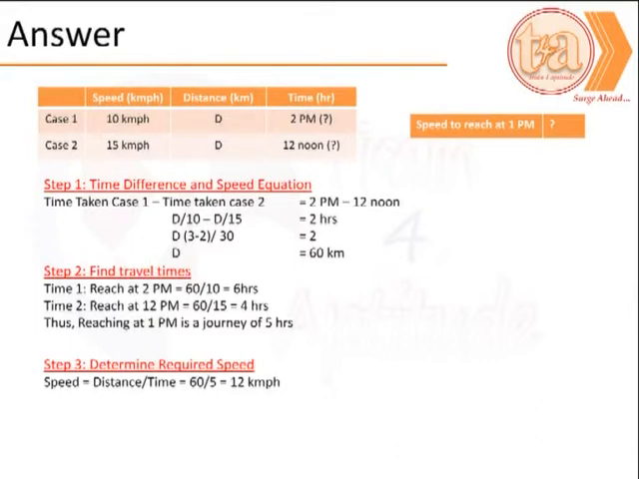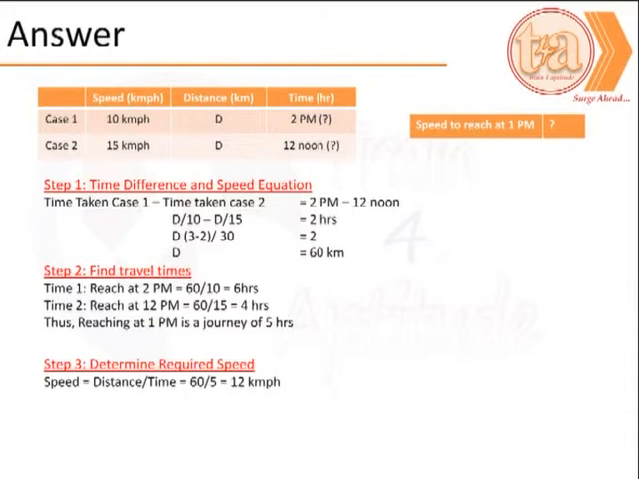To begin solving the problem, the first step is to look at the information given to us. We assume that the distance between point A and point B is d kilometers. The next step is to begin with the difference in the time of reaching, that is 2 pm and 12 pm, and equate it to the time taken in each of these two cases. We replace the equation for time taken by distance by the speed. We have the equation d by 10 minus d by 15 is equal to 2 hours. On solving, we find d is equal to 60 kilometers.